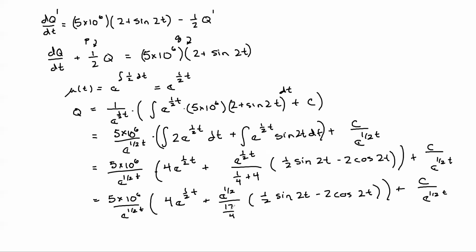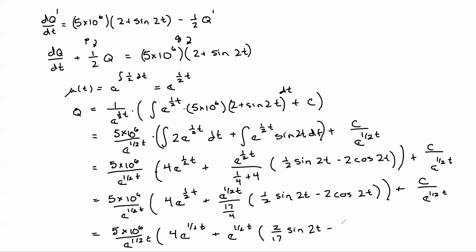Okay, at this point you could take this and flip it, multiply it by these two just to kind of clean this up. We're going to get 5 times 10 to the 6th over e to the 1/2 t, times 4 e to the 1/2 t. There should be a t there. E to the 1/2 t, right? And then what are we going to end up with here? So we're going to have 2/17 sine 2t minus 8/17 cosine 2t.